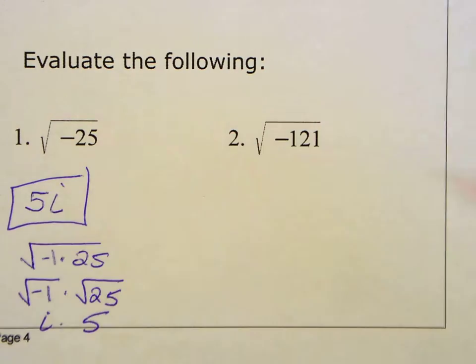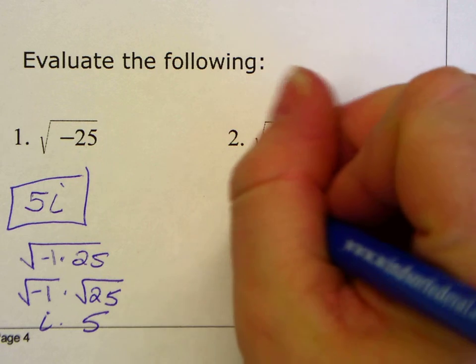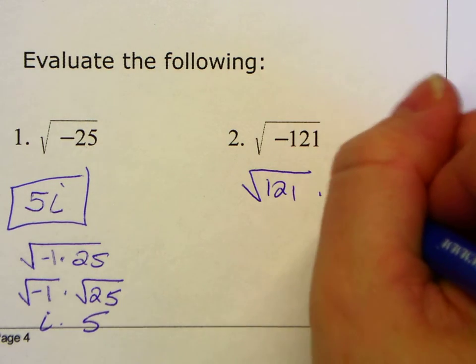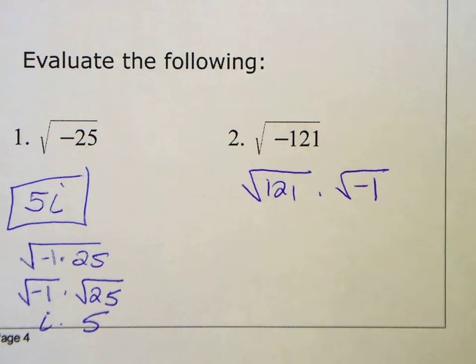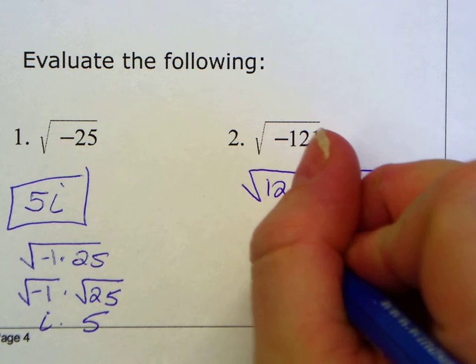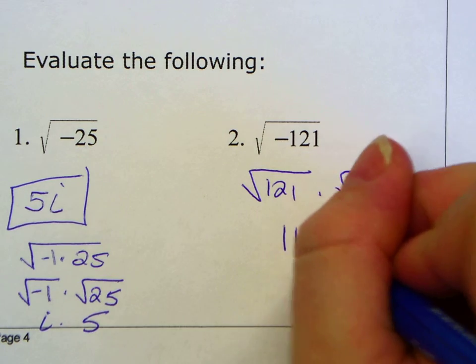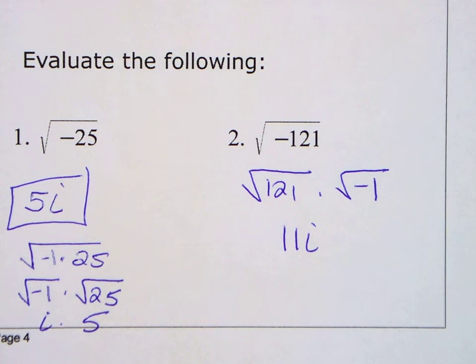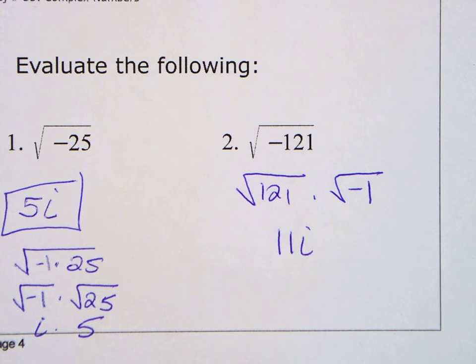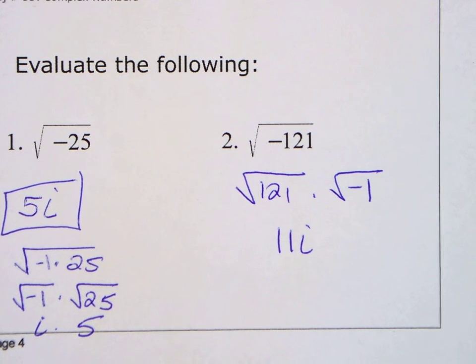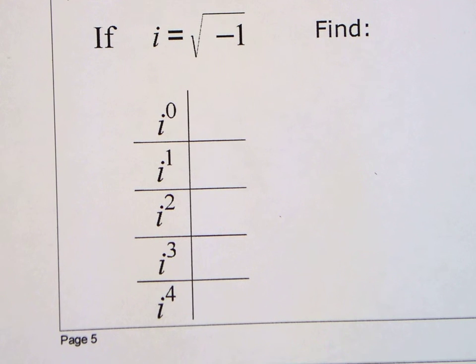Right? So what would the square root of -121 be? The square root of 121 times the square root of -1, right? The square root of 121 is 11. The square root of -1 is i. Okay, so now we're going to look at the pattern. There's a pattern when you deal with i's.